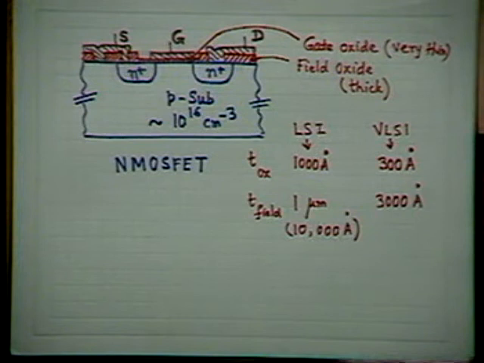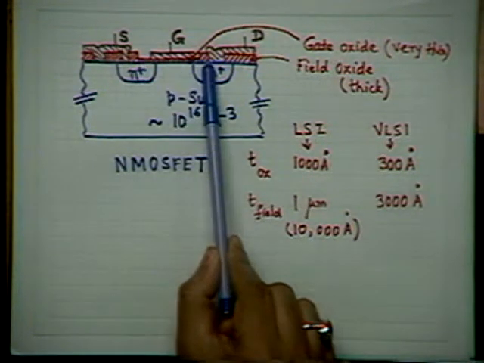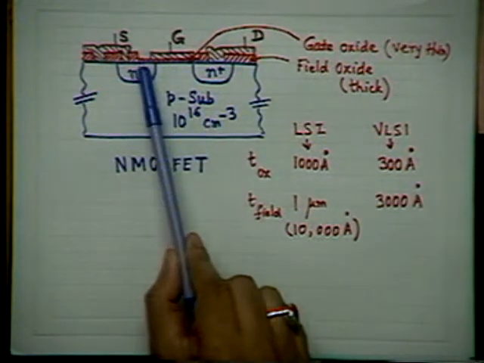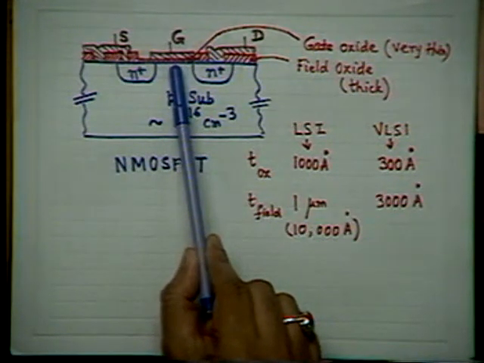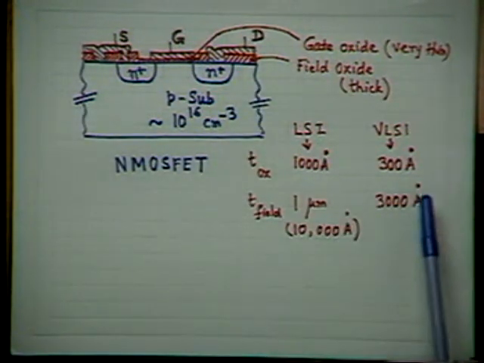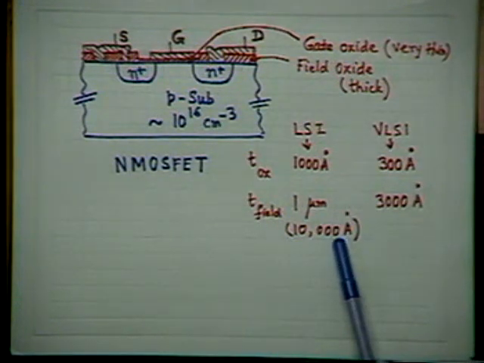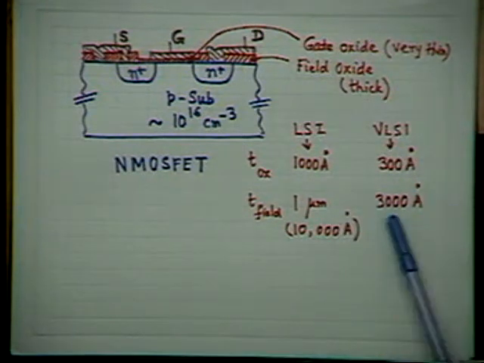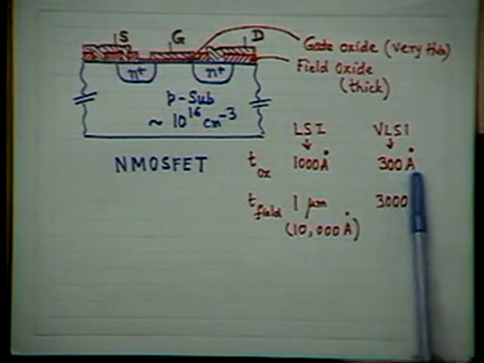So it is very important to note that this oxide from the source to drain region, called the channel region, this region is also called channel, is very thin and of very, very high quality. And the remaining region, most of the other space, is covered by thick oxide. It was around 10,000 angstrom in the LSI era, whereas in today's VLSI era, its thickness is around 3,000, sometimes 5,000, usually around 3,000 angstrom.